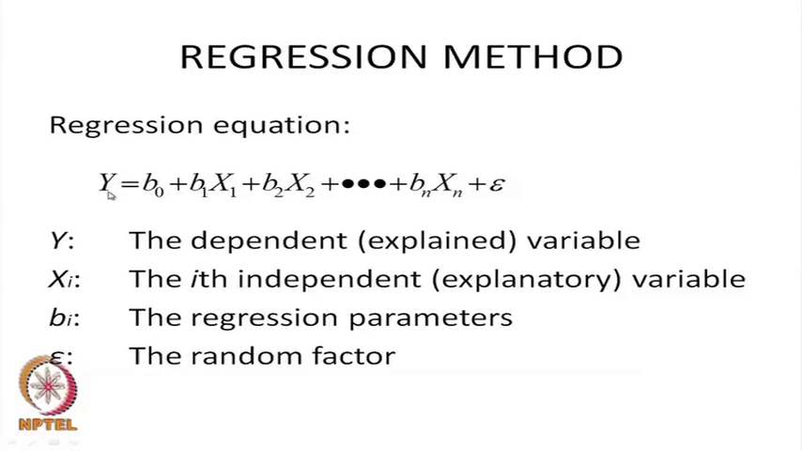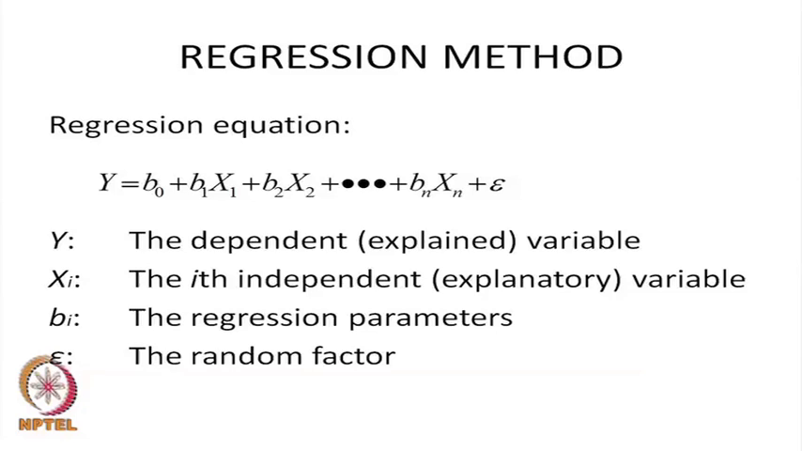Once again, we try to minimize the least square error, minimize the squared error, and xi is the ith independent variable. We are not discussing here the methods of regression analysis, but we are just trying to tell you the methods that are normally used.